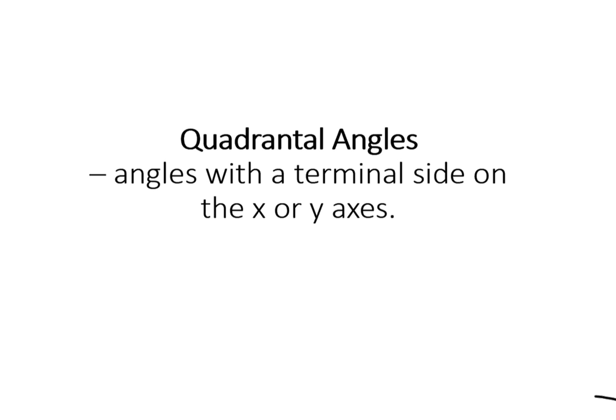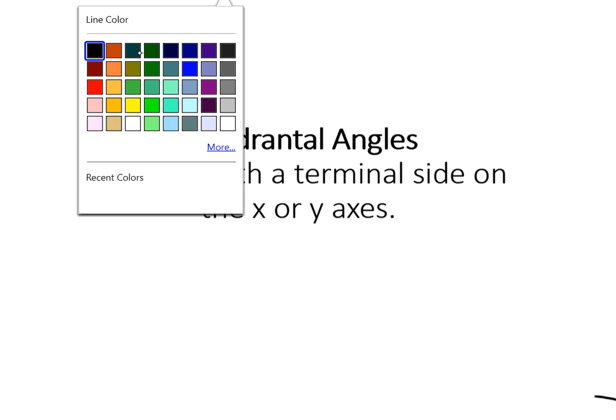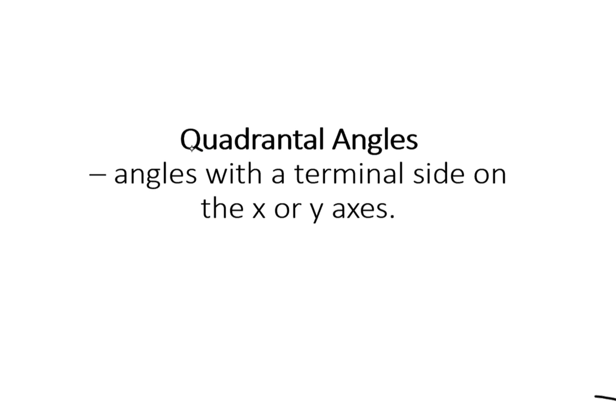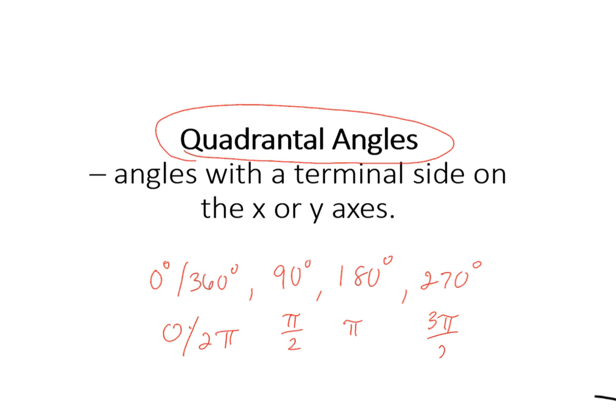Okay, so one more topic that I was silly and forgot to put in the last video, whoopsie, is this idea of quadrantal angles. These are the angles like 0 or 360, 90, 180, and 270. Or when it comes to radians, 0, this guy's pi over 2, this guy's pi, and this is 3 pi over 2.